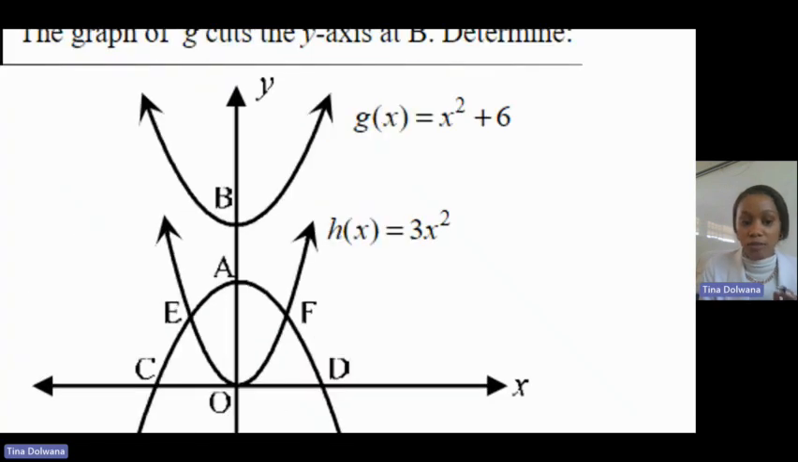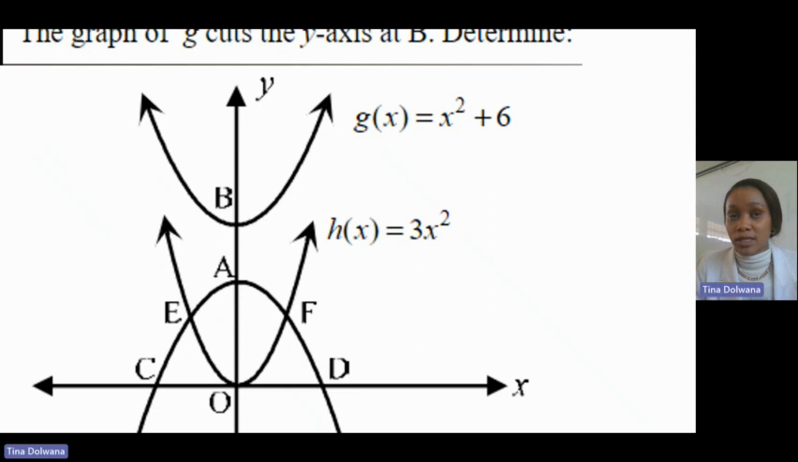Now, if I were to zoom in here, guys, it's very important to know what is special about each coordinate. For example, if you look at B, what is B? B is the y-intercept because they did say that G cuts the y-axis at B. So that means B is our y-intercept. Also, A is also a y-intercept. What about C and D? What are C and D? C and D are the x-intercepts.